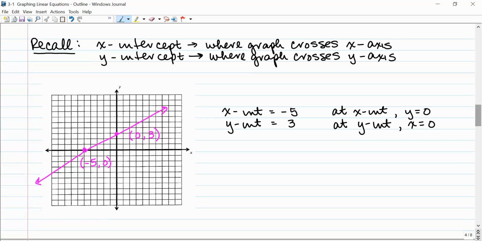Recall from chapter 1 when we talked about x and y intercepts that an x-intercept is where the graph crosses the x-axis and a y-intercept is where the graph crosses the y-axis. Looking at the graph of this pink line right here, you'll notice that negative 5 is my x-intercept because that's where the line crosses the x-axis right here at negative 5.